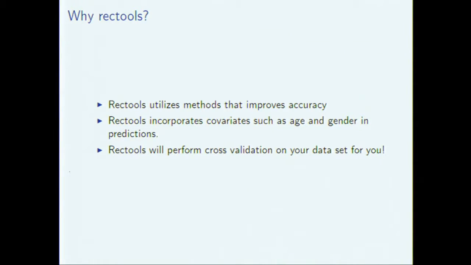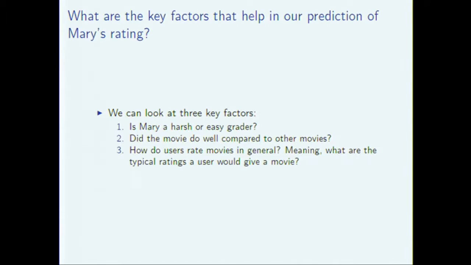Let's go into why we would need Rec Tools. Rec Tools basically improves the accuracy of current packages in R. It incorporates covariates such as age and gender and other demographic information that we don't typically look at when looking at these ratings. And it also performs cross-validation, so you can determine the accuracy for your particular data set.